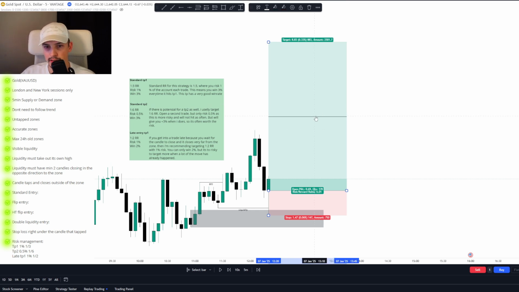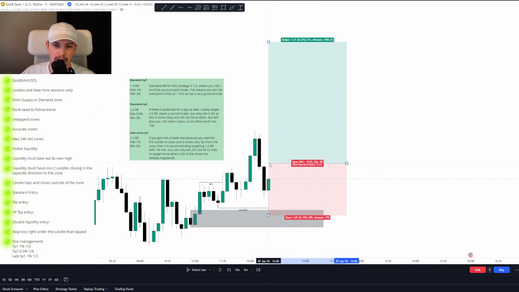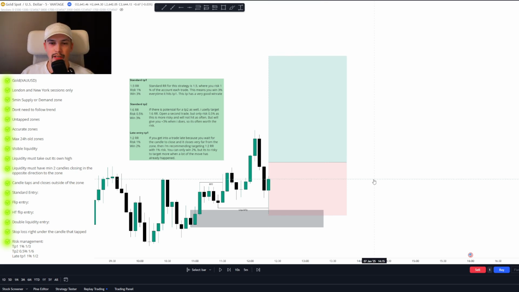And the last entry is where you get a very late entry. So let's say you get an entry here, then I would only target a 1 to 2. A lot of the move has already happened, so I wouldn't target more than 1 to 2, because this is basically a 1 to 6 if you have the better entry. So you can't expect price to go past these even more every time.